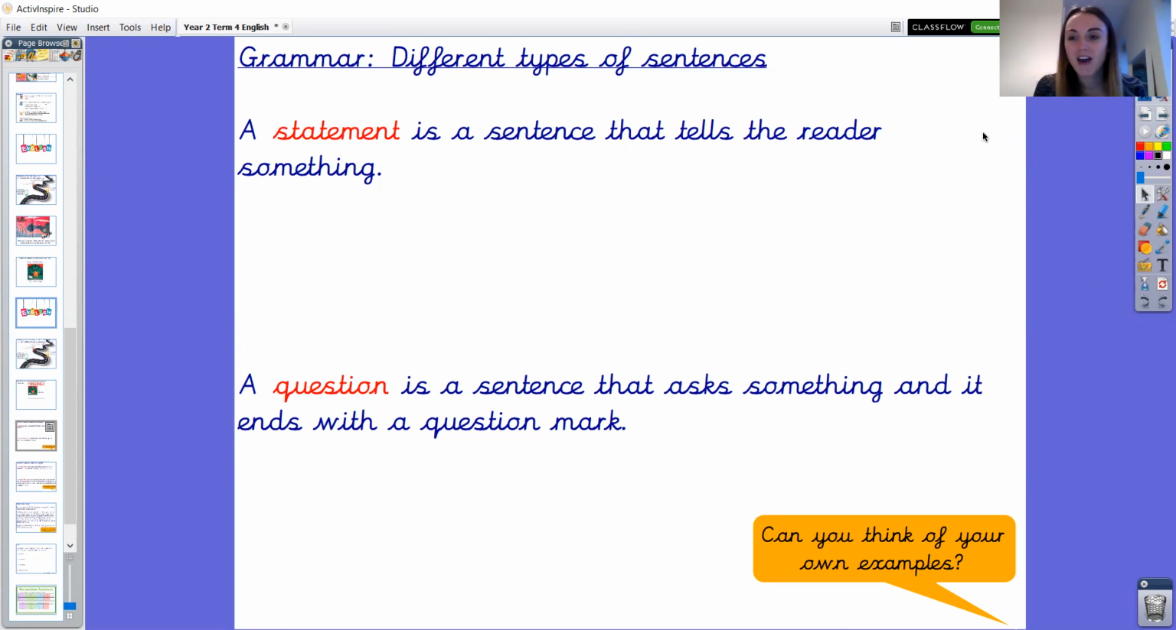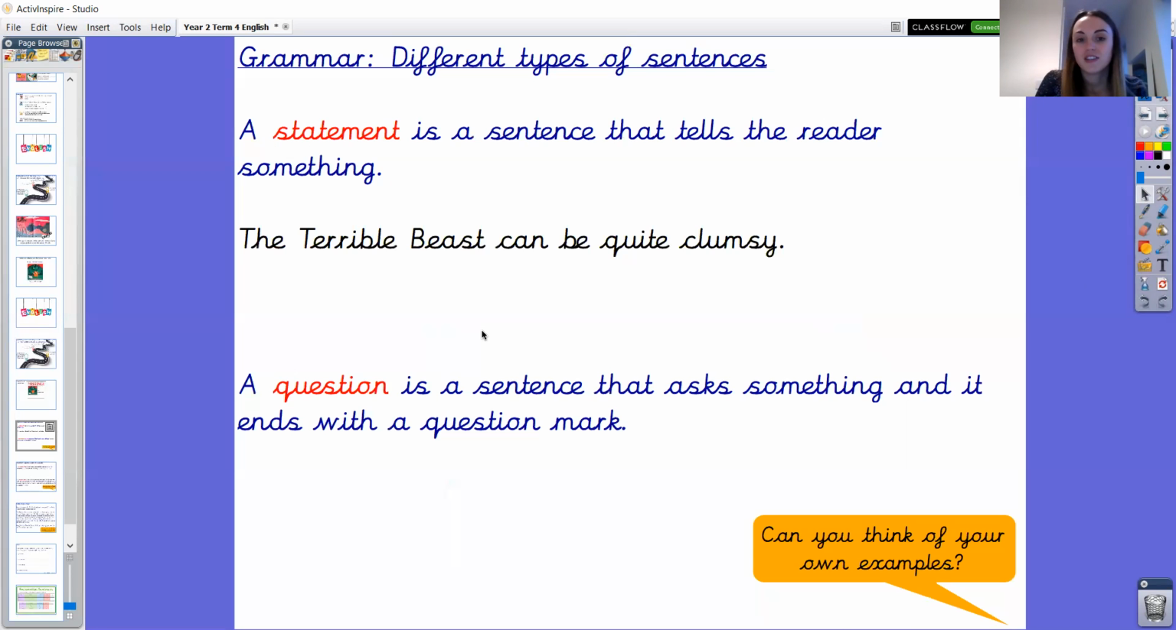Well done, Year 2. Great ideas. I'm going to share my idea with you now. The terrible beast can be quite clumsy. Okay, so this is a statement as I'm telling the reader something about the terrible beast. So the terrible beast can be quite clumsy, just like when he jumped into the steaming pot without realizing he would get trapped in there.